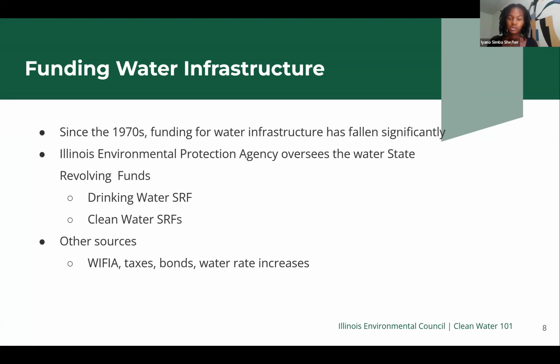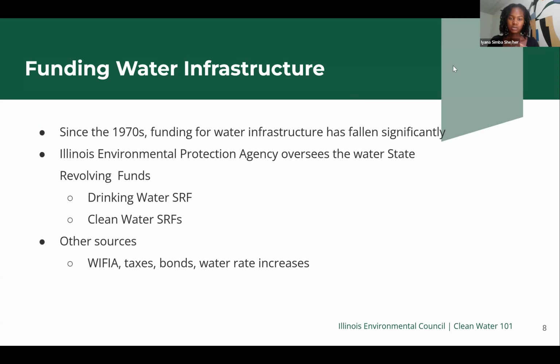So, to no surprise, like a lot of other infrastructure areas, funding for water infrastructure has been falling since the 1970s. And a lot of the impact of that has been exacerbated by the impacts of climate change, where we see water infrastructure fail every day, when we see flooding in people's basements, or we see combined sewer overflows, or we see lead in drinking water. A lot of those things, really the source is lack of funding.